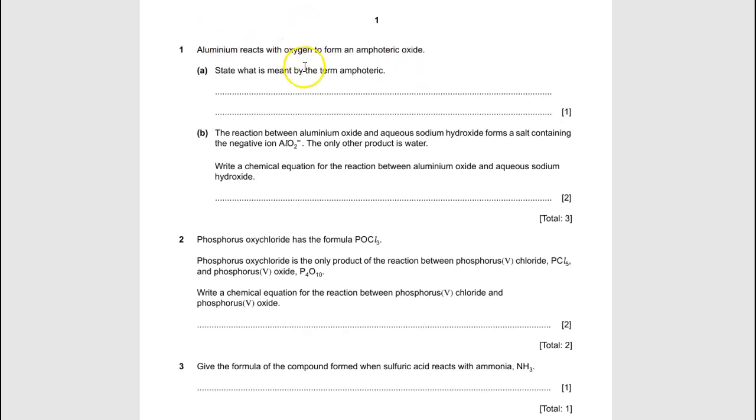Aluminium reacts with oxygen to form an amphoteric oxide. State what is meant by amphoteric.